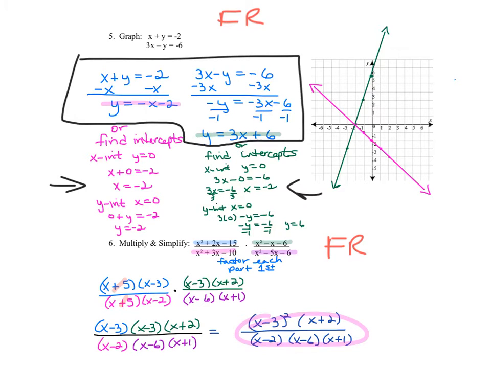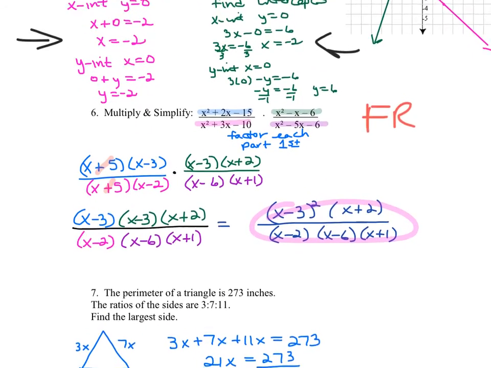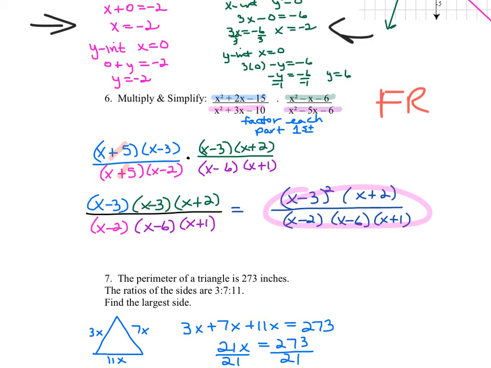Okay, so for number 6, whenever you're multiplying 2 rational expressions, you're going to need to factor each part first. And then from there, that's when you can start looking for something that you can cancel from the top to the bottom. Now you can cancel something right on top of each other. You can cancel diagonally as long as something in the top matches something in the denominator. So something in the numerator can cancel with the denominator.